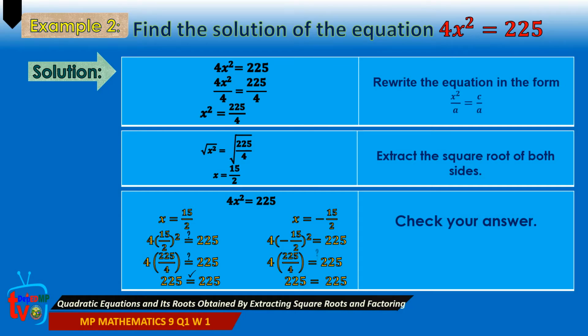For x is equal to negative 15 over 2, we have 4 times the quantity negative 15 over 2, the quantity raised to 2 is equal to 225. So further simplifying that, 15 times 15 is 225. So we have 4 times the quantity 225 over 4 is equal to 225. So 4 times 225 over 4 is equal to 225, which is equivalent to 225, so that is correct also.